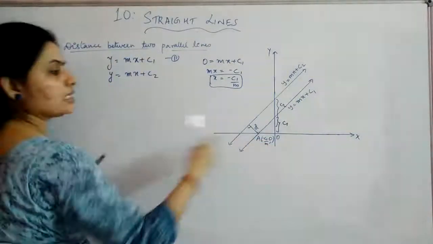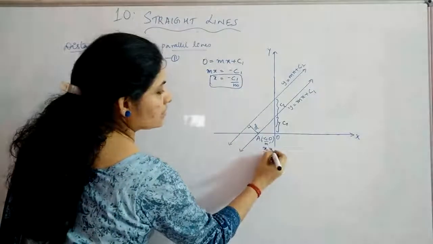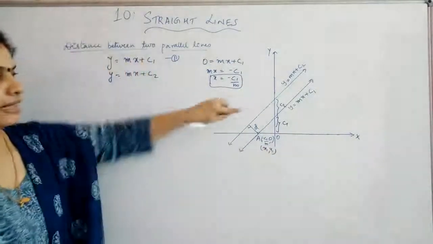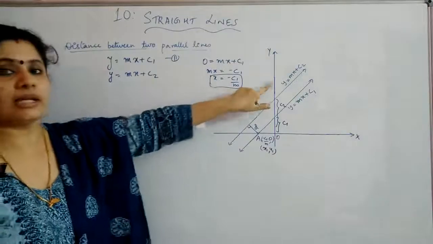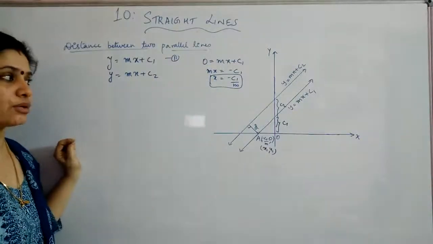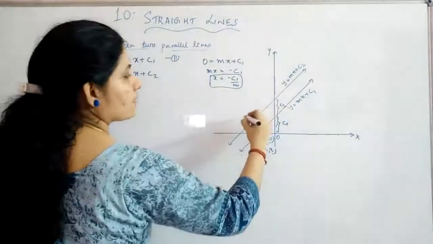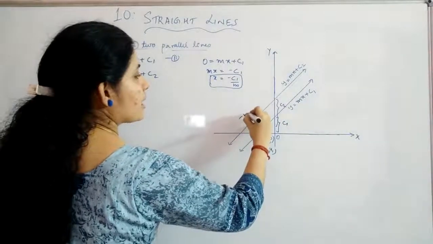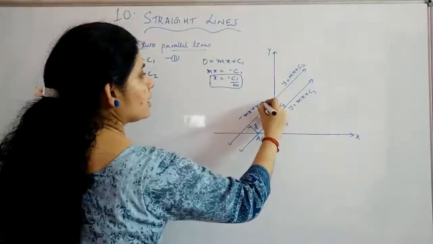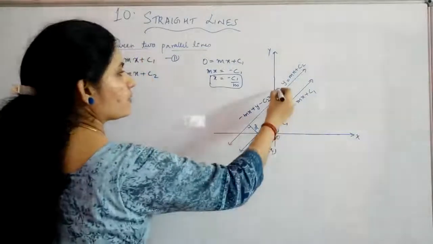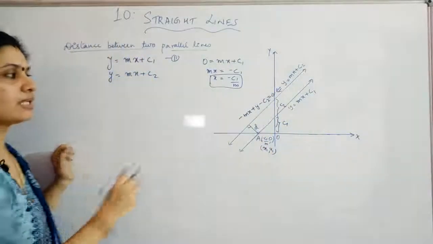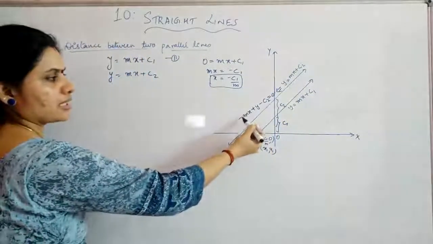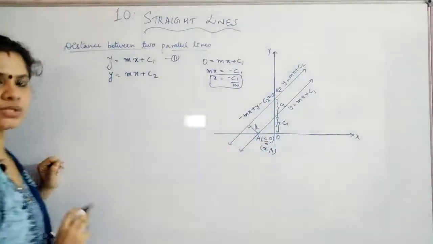Now let this be the point x1, y1 as in the other case, and this is the line, and this line should be made in the form ax plus by plus c equal to 0. So this line can be again rewritten as minus mx plus y minus c2 equal to 0. This is same as this line, but it is in the form ax plus by plus c equal to 0.